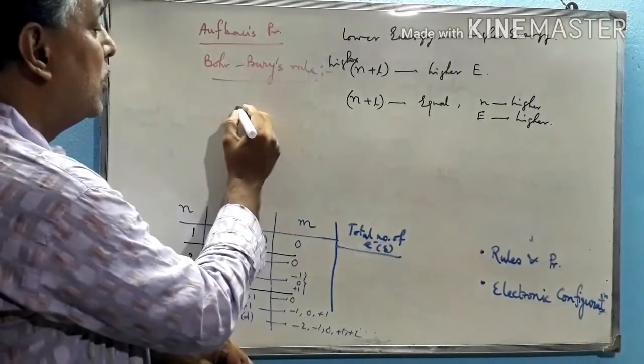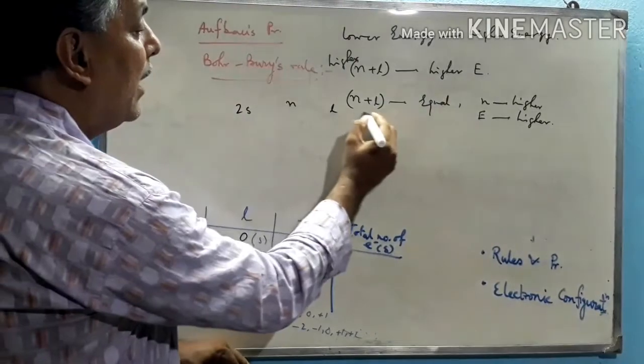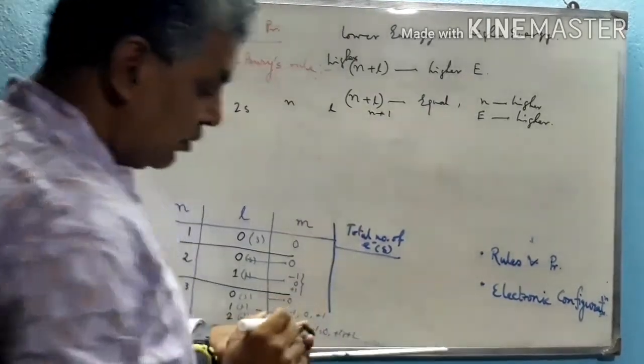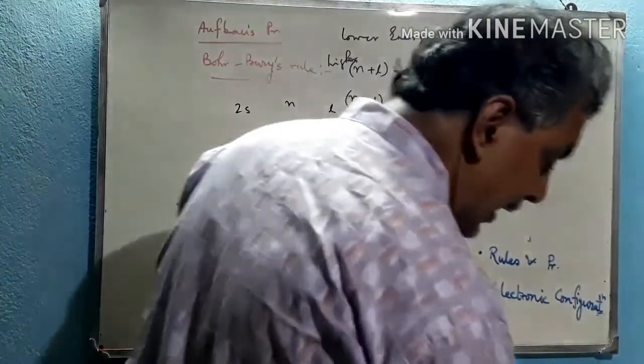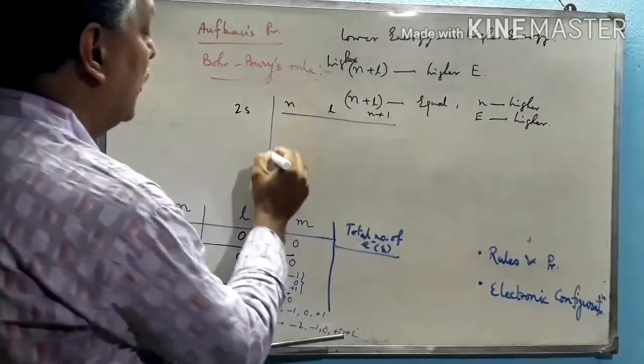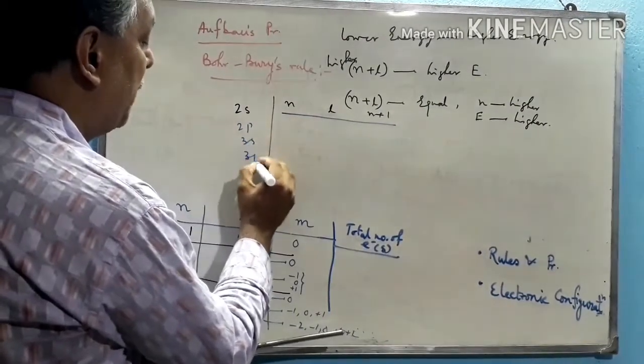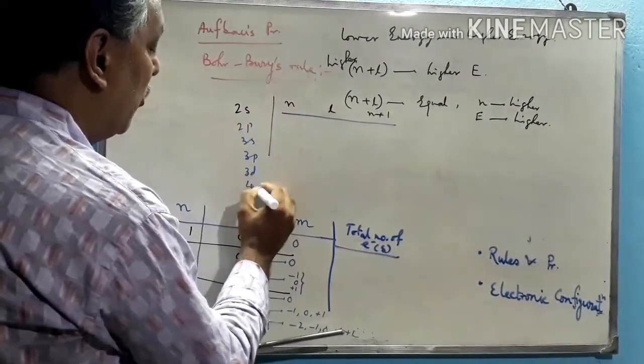Like this, suppose the 2s subshell: n, l, n plus l. We can find out the values of n, l and n plus l for different subshells like 2s, 2p, 3s, 3p, 3d, 4s.